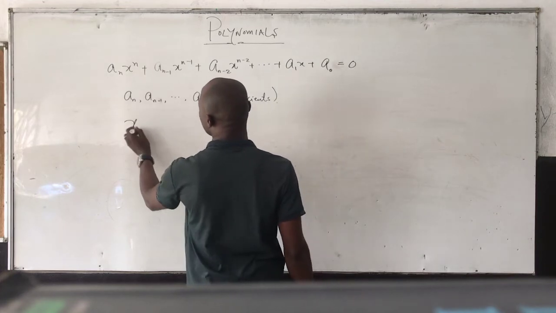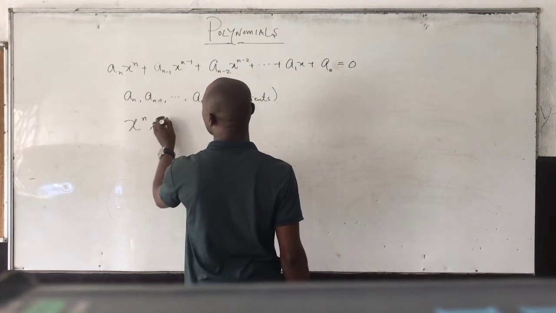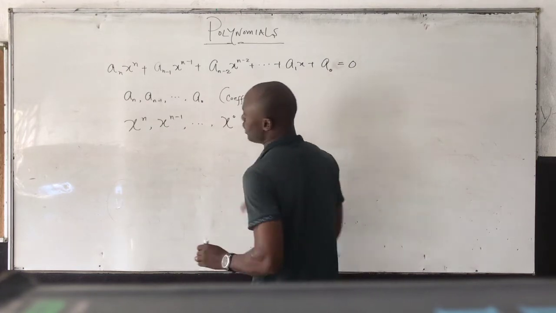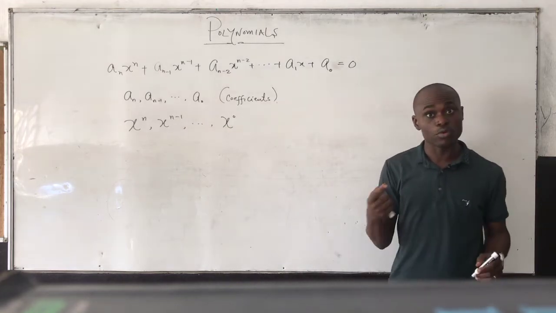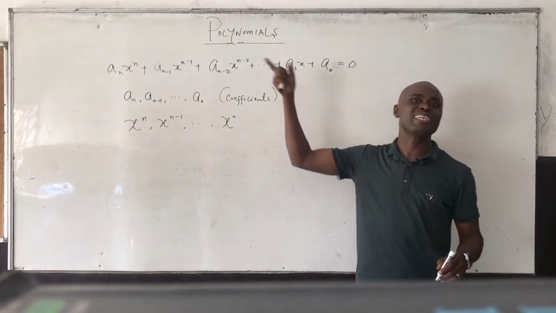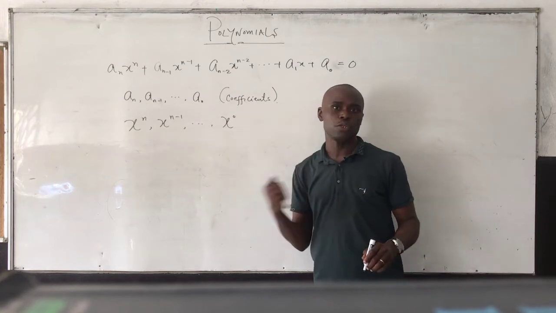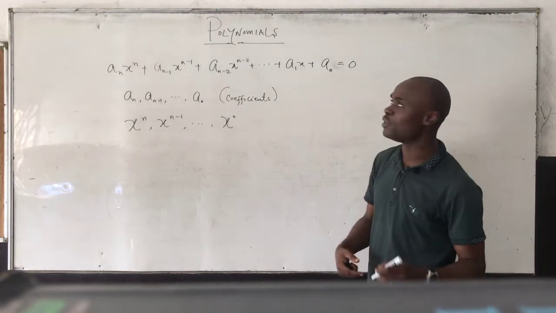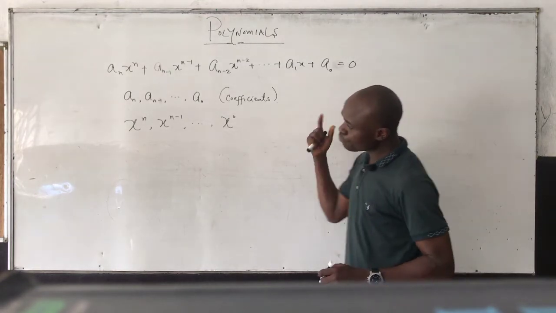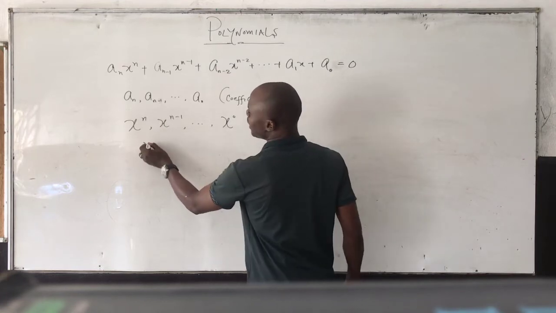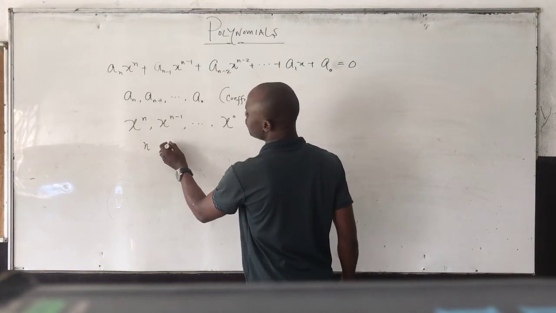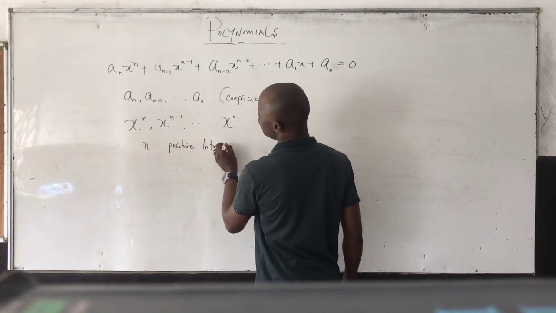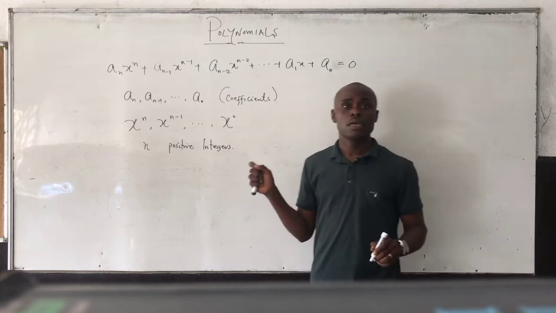The x there, the x we see, x^(n-1) up till we get to x raised to the power of 0, which is actually 1, are what we refer to as the variables, the unknowns. So we call this a polynomial function in x because these are the unknowns. And the next thing we have there is the plus sign, which can also be a minus sign. So the n, please, has to be a positive integer. Please take note. Not negative, positive integers.